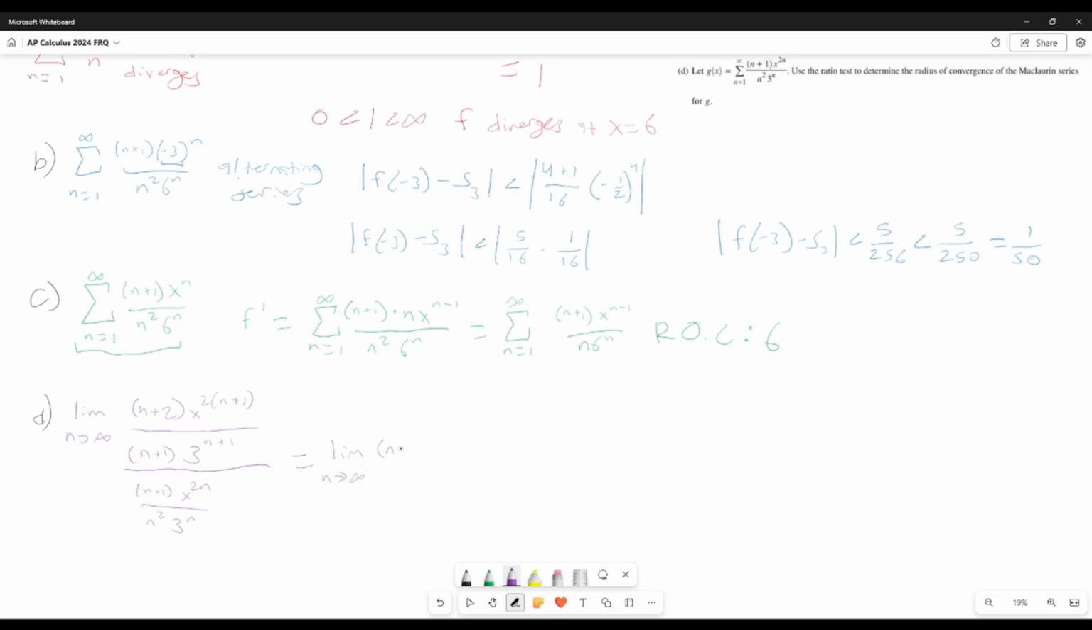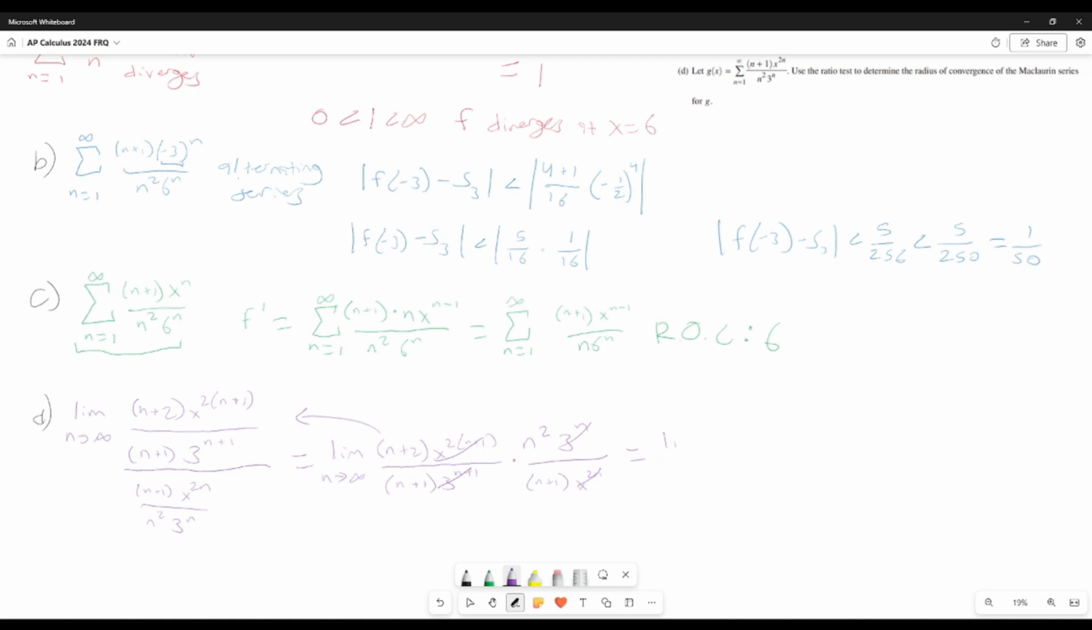Now we can simplify this, or at least make it nicer to look at before simplifying, which is what I always like to do. So this is just going to be the same as the top right here, times our reciprocal, n squared times 3 to the n over n plus 1 times x to the 2n. Our 3 to the n and 3 to the n plus 1 will cancel out, leaving us 3. Our x to the 2n plus 2 and x to the 2n will cancel out, leaving us x squared.